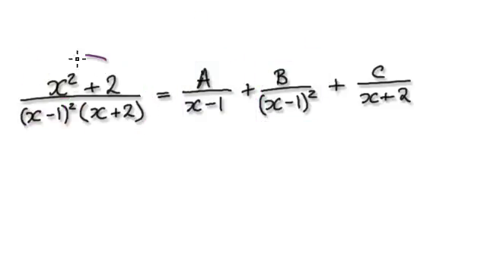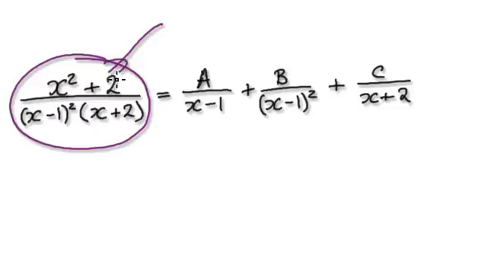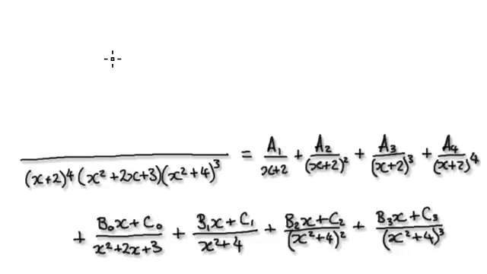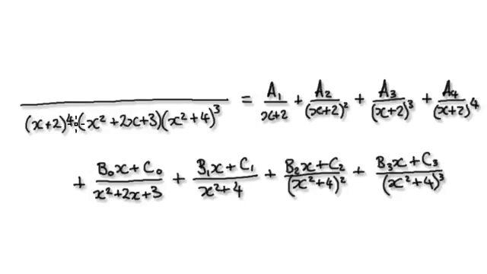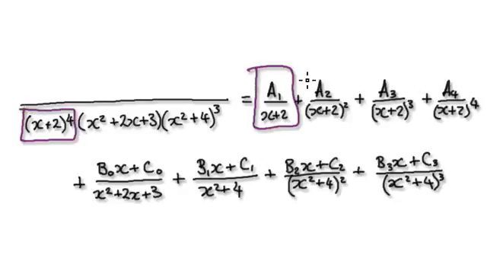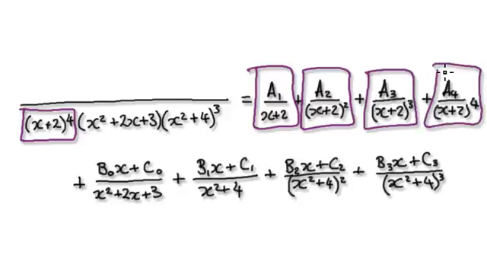Okay, so let me just expand on this. Let me give you a complicated version of this so that you get a sense of what's going on. For example, whenever you have something this complicated, this here is a linear factor, and this here is repeated. So you would need to break it up as one fraction plus another fraction plus another fraction plus another fraction.